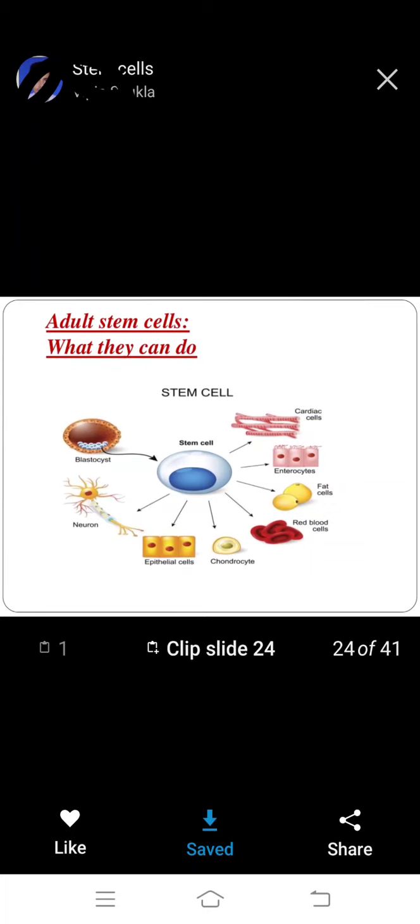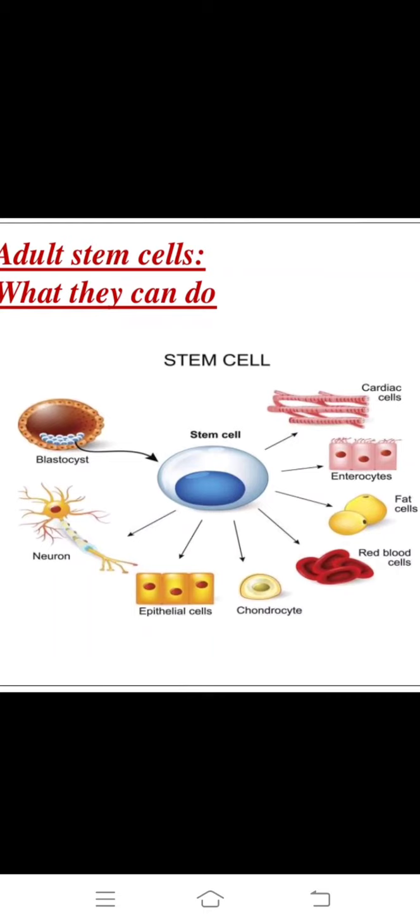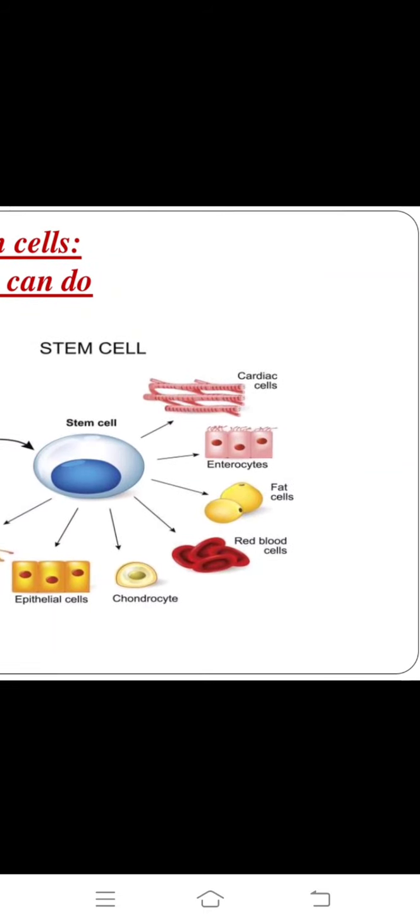Okay, adult stem cells, for example. Adult stem cells are the example of blast cells, forming stem cells like neurons, epithelial cells, chondrocytes and red blood cells, fat cells, enterocytes, cardiac cells.